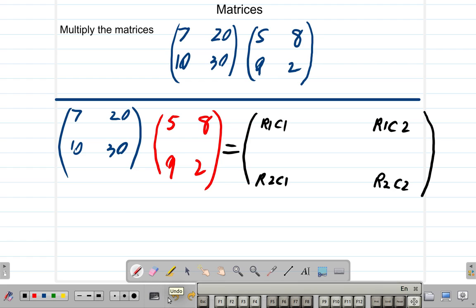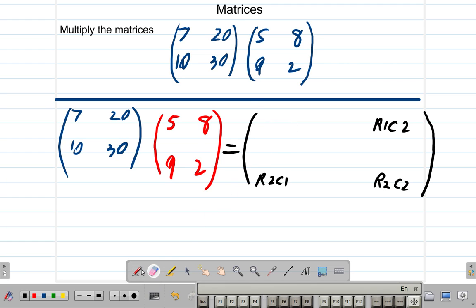So remember, at the top is row 1. Going down, you have row 2, and so on and so forth. On the left is column 1, to the right of that is column 2, and so on and so forth. Now, what this means here is that we're going to multiply row 1 by column 1. So, it's going to be the first elements multiplied. First element in row 1 is 7, and the first element in column 1 is 5. So it's 7 by 5.